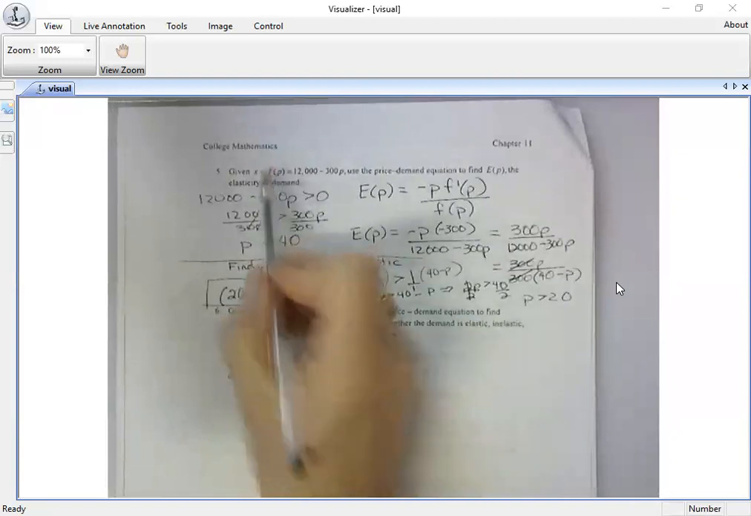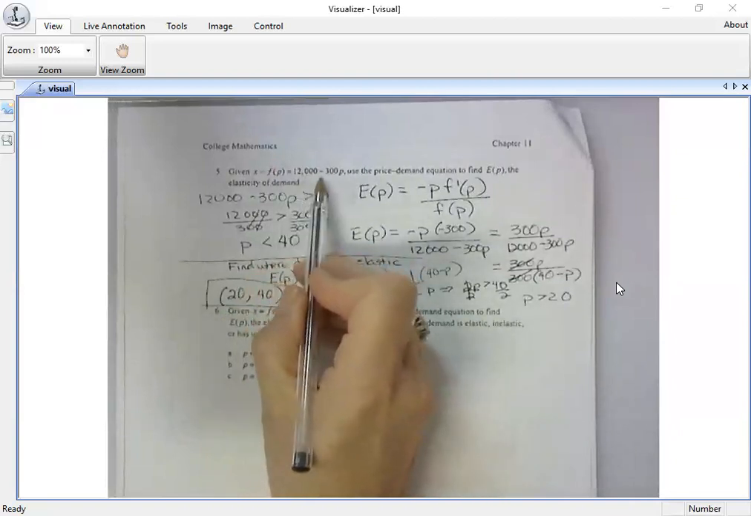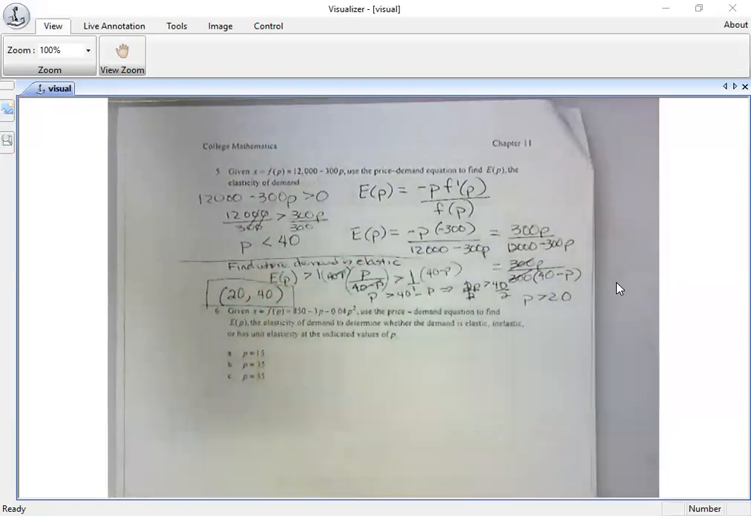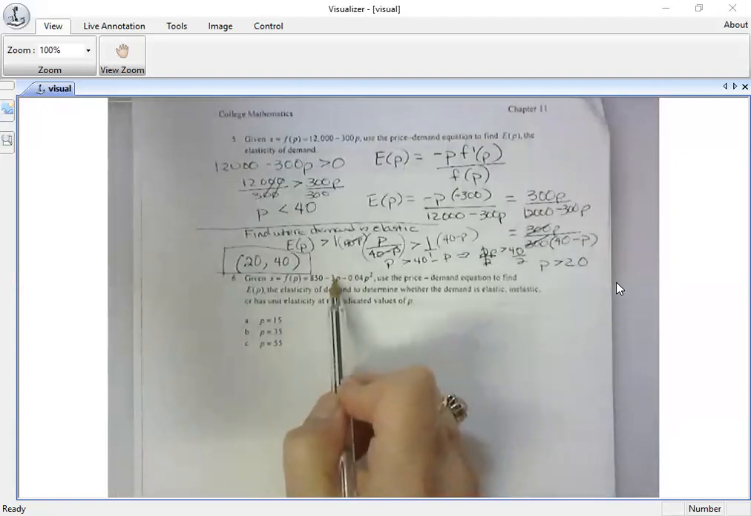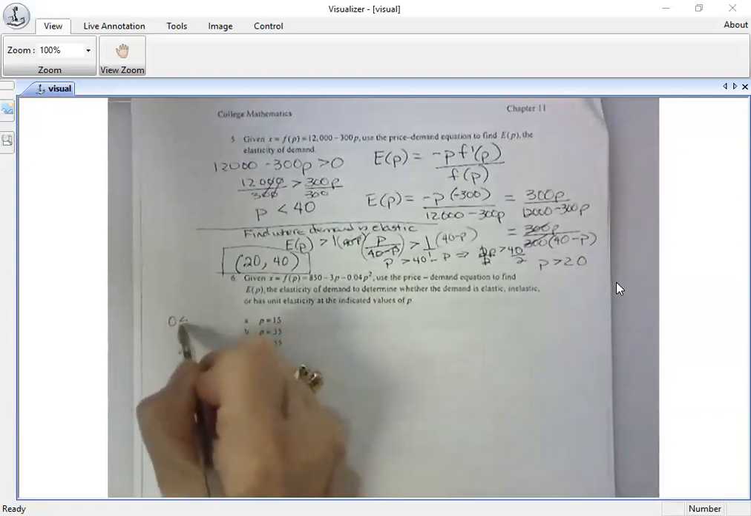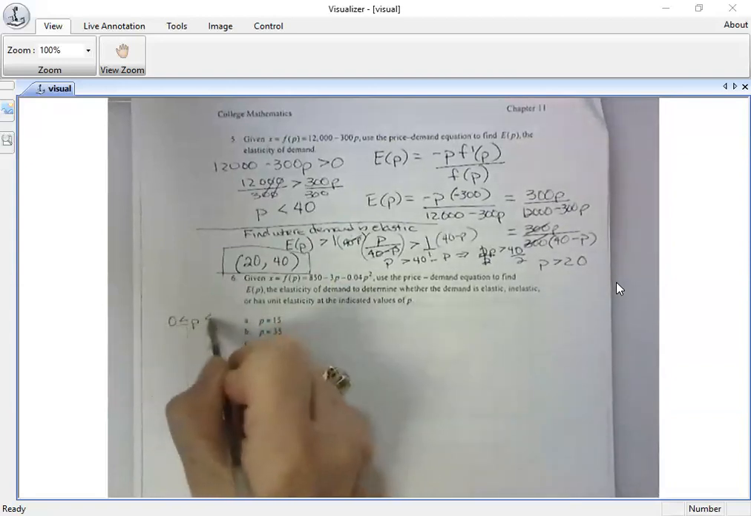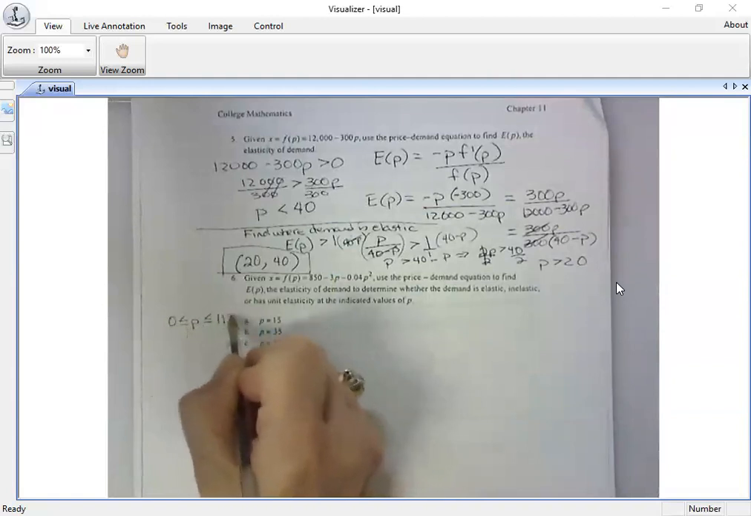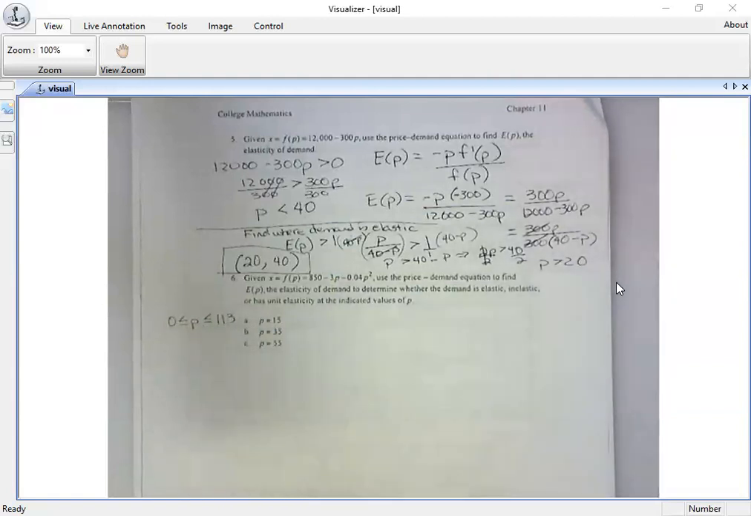What we did up here, where we took the original equation and set it to be greater than zero, so I kind of know where the maximum boundaries were, I did that on this. Now, because it's quadratic, it was a little more involved. I actually used the calculator to help me see it. And I came up with the P needing to be between zero and 113, okay?